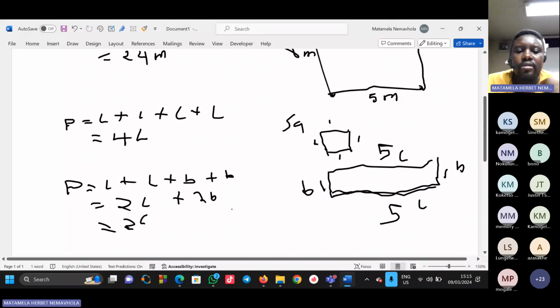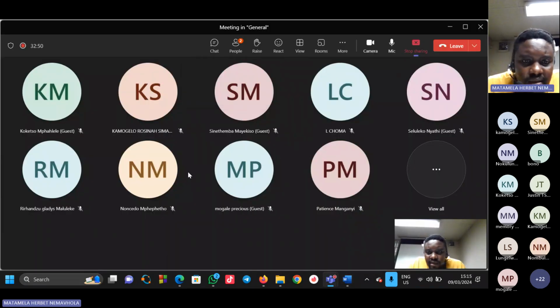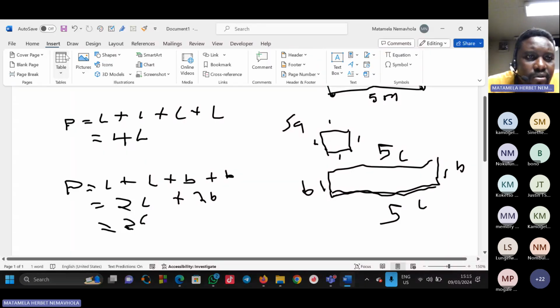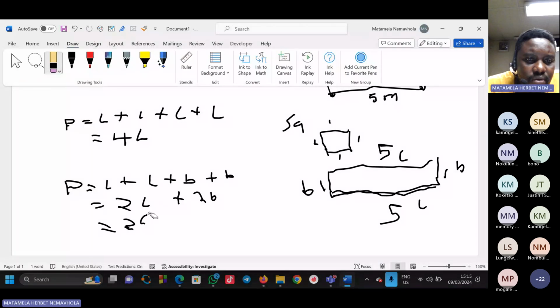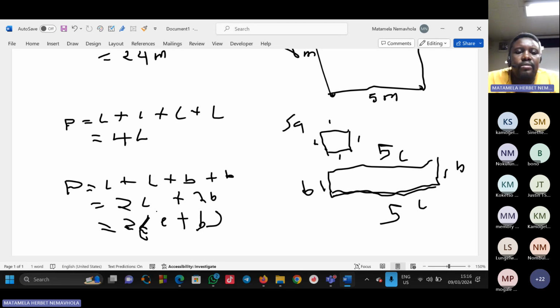All right. So you can factorize there. Then it's going to be 2, and then you put a bracket, L plus B, then we close the bracket. Today my handwriting is really bad. So it's 2 in brackets, L plus B.